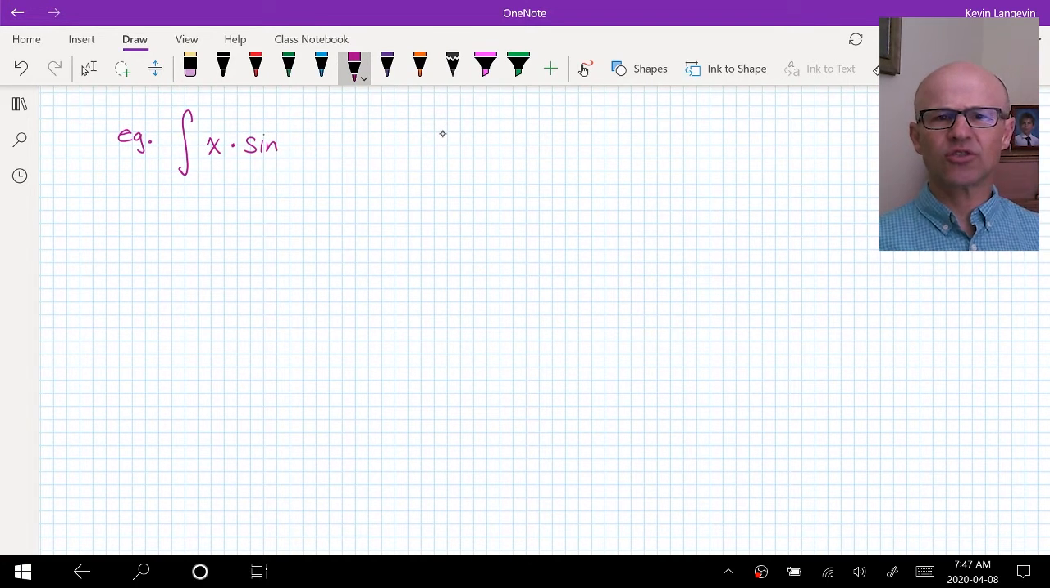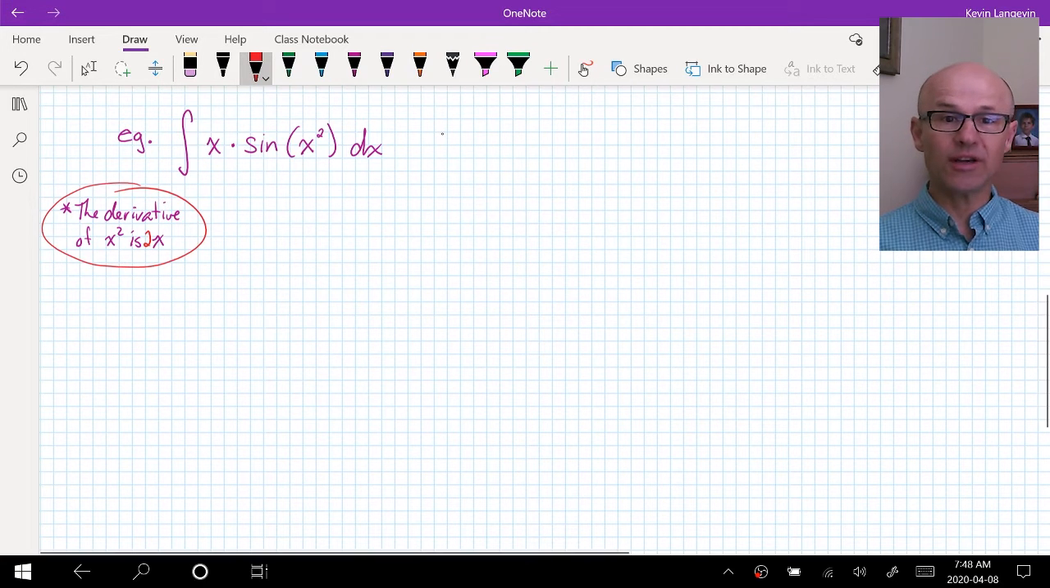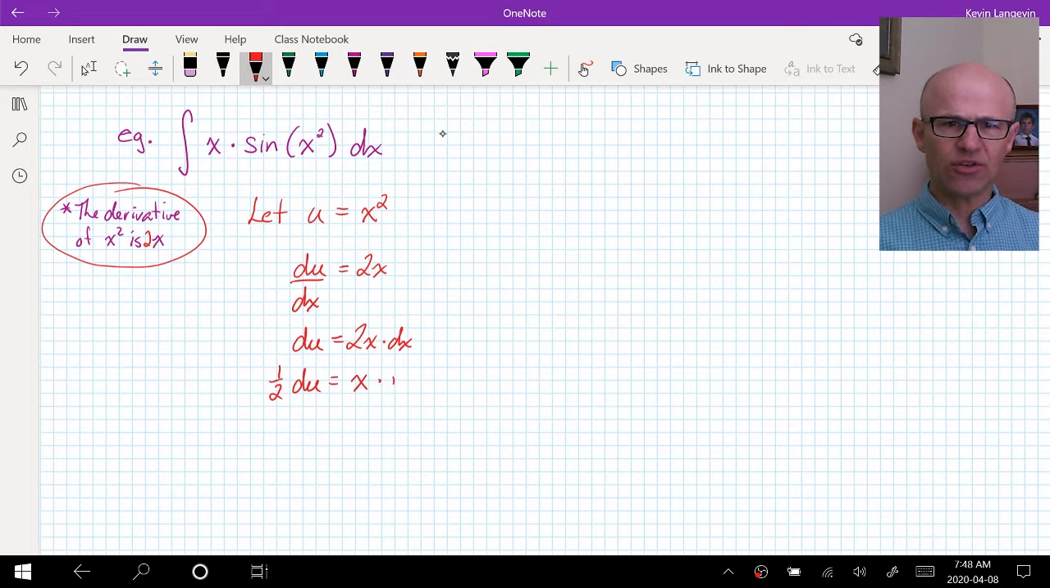We're going to take a look at the integral of x times the sine of x squared dx, which initially looks like a product rule. But if you look at it carefully, you'll notice that, hey, that x squared function, if I took the derivative of it, I would get an x. It's actually a 2x, but the x is there. So if I let the u equal x squared, take the derivative of it, and rearrange, I can end up with 1/2 du is equal to x times dx, and then rewrite my integral.